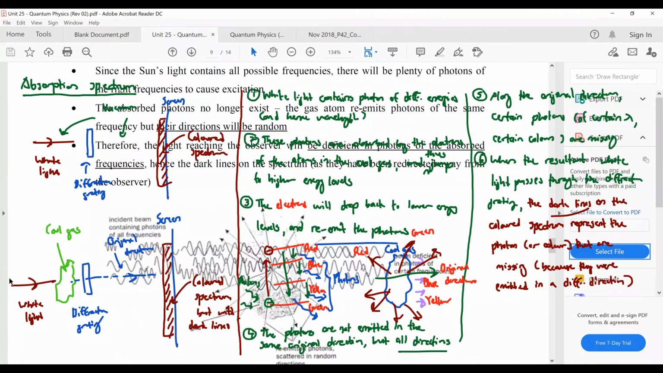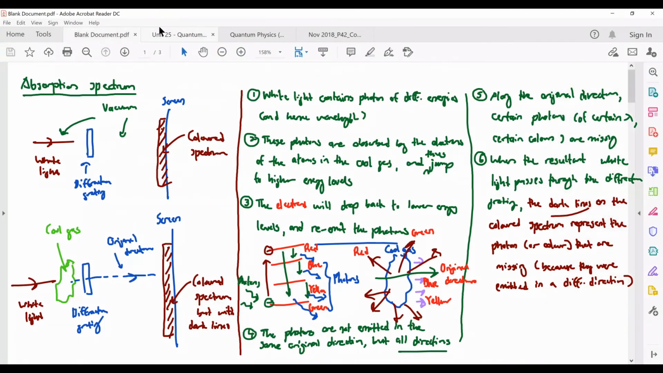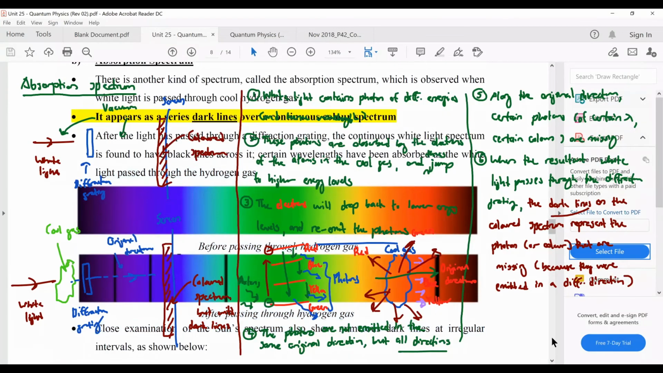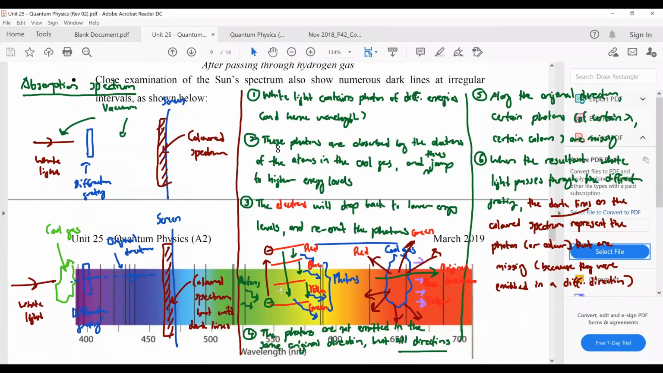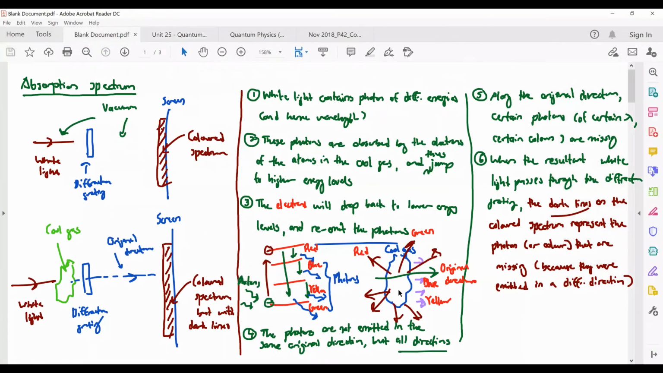When light from the sun passes through space before being incident on earth, space has some pockets of cool gas, or even through the atmosphere. Your atmosphere itself has cool gas. So when the light passes through those cool gases, this thing actually happens. Your photons are emitted back in different directions. So if you take sunlight and pass it through a diffraction grating, you will again see this same pattern: colored background but with dark lines. So whatever is being described here is light from the sun passing through cool gas before you diffract it with a diffraction grating. It is still based on the same concept as I explained here. So that is absorption spectrum.